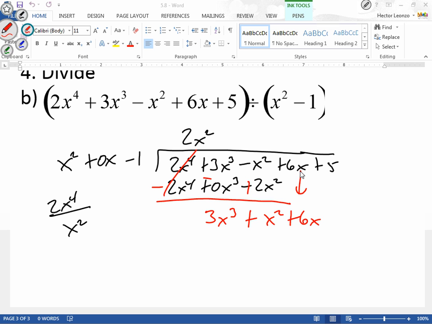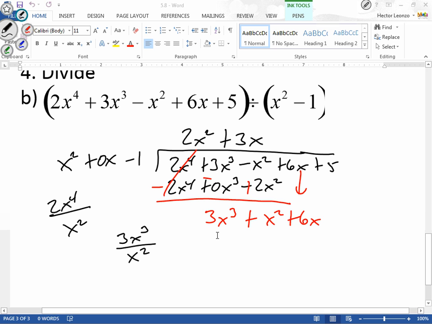All right, so once again, the first term divided by the first term. So I'm thinking 3x to the 3rd divided by x squared. That gives me positive 3x. Now multiply 3x to every term on the outside. So 3x times x squared gives me 3x to the 3rd. 3x times 0x gives me 0x squared. 3x times a negative 1 gives me a negative 3x.